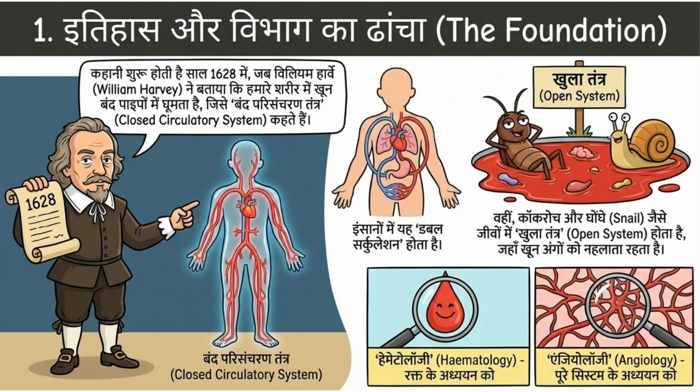The journey begins in 1628, when William Harvey discovered the closed circulatory system in humans, involving double circulation. Animals like cockroaches have an open system. The study of blood is hematology, and the study of the entire system is angiology.